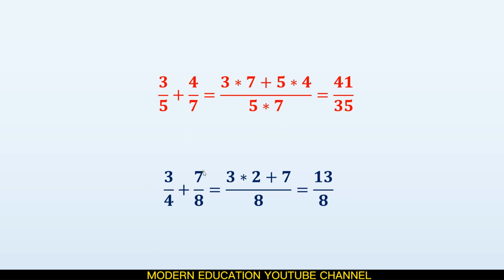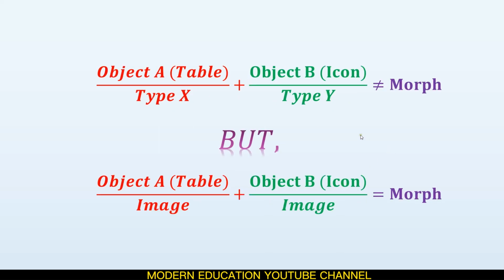In the second case example, the least common multiple is 8, meaning that the second fraction will be unchanged and the first one will be amplified with 2, meaning 3 times 2 plus 7 over 8, which is 13 over 8. Practically, this is the same situation that's happening with the morph transition. Of course, this is just an analogy to help you understand better.